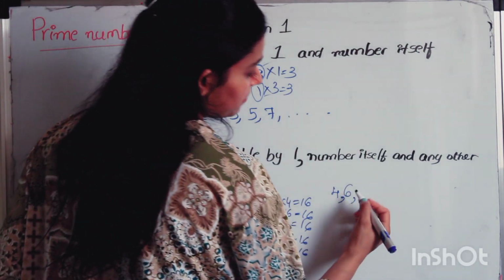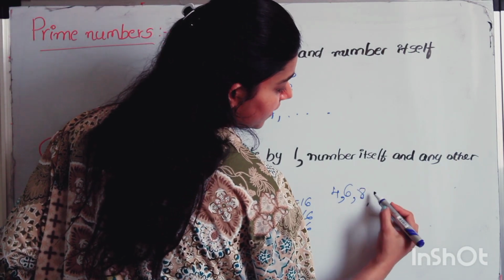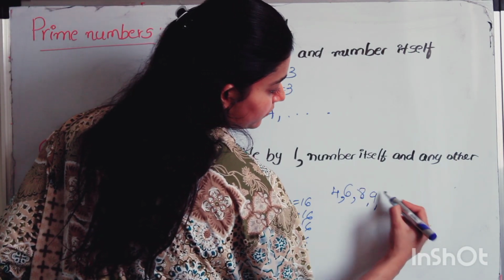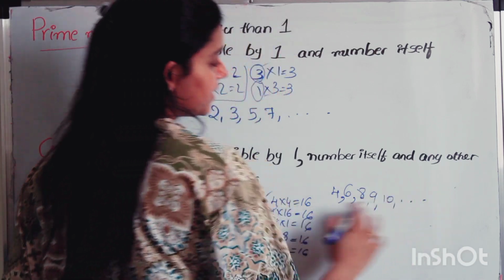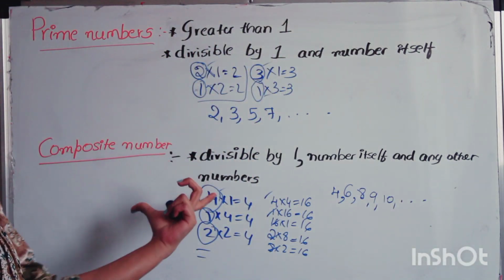Similarly 7 is a prime number; 8, 9, 10 and so on are all composite numbers.